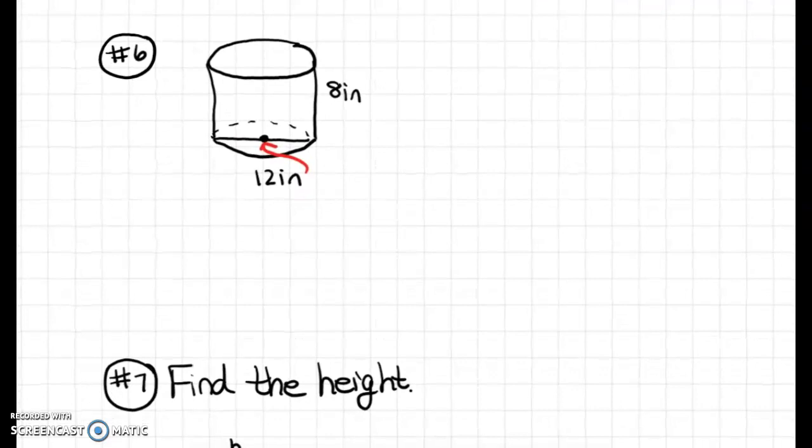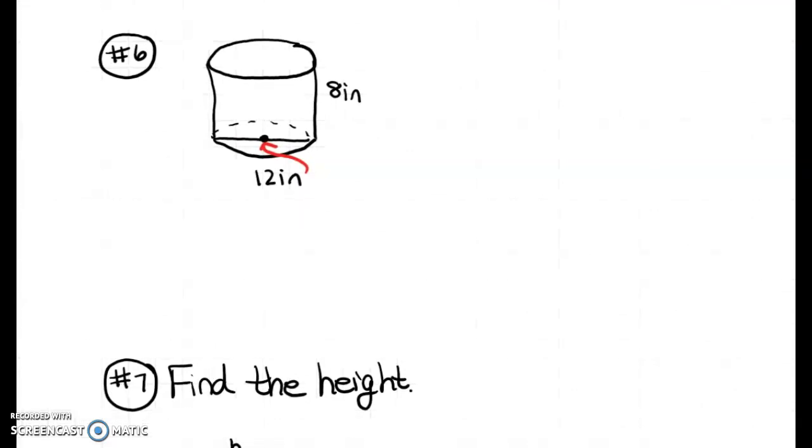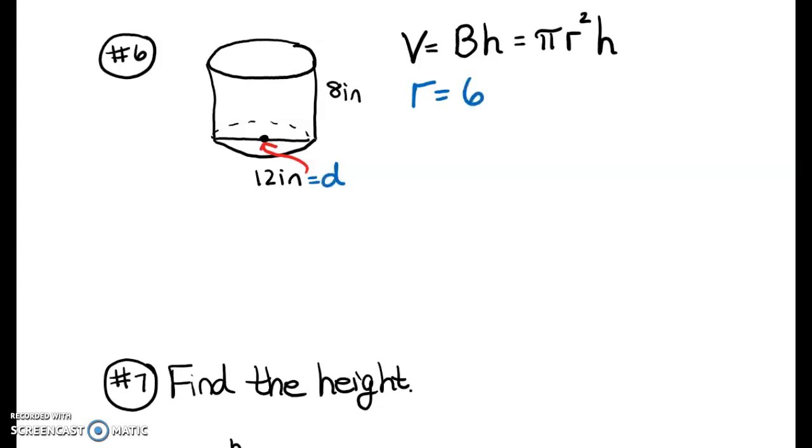All right, here we go. So again, in this formula, remember, this is our base, the area of our base times our height, and our base is a circle. So the area of a circle is pi r squared h. So I need to find r. In this case, they gave me the diameter. So I need to split that in half to find r, so it's 6 inches. And I need the height.